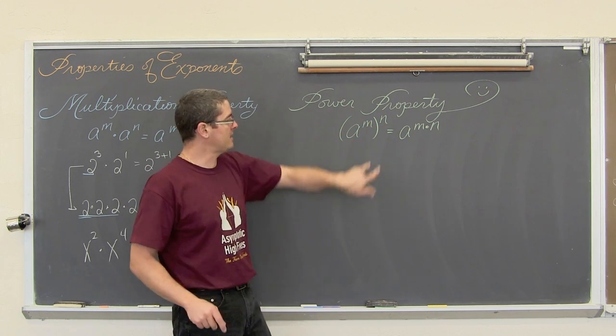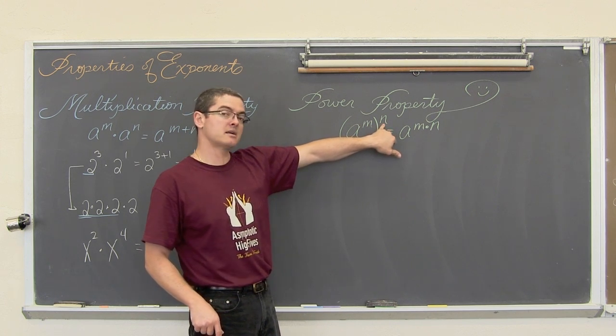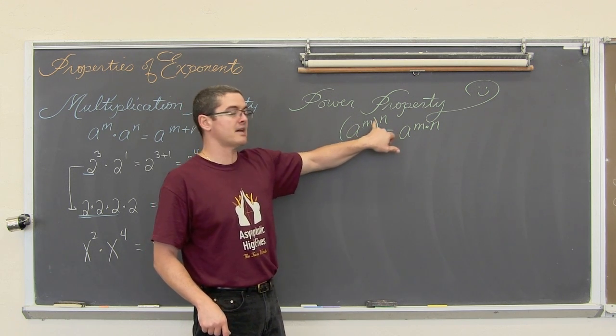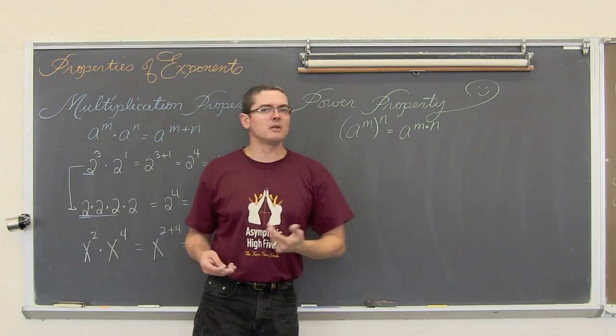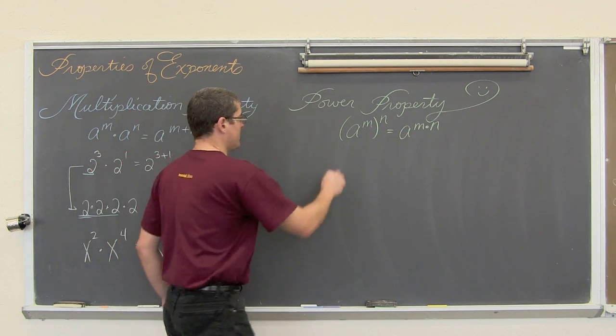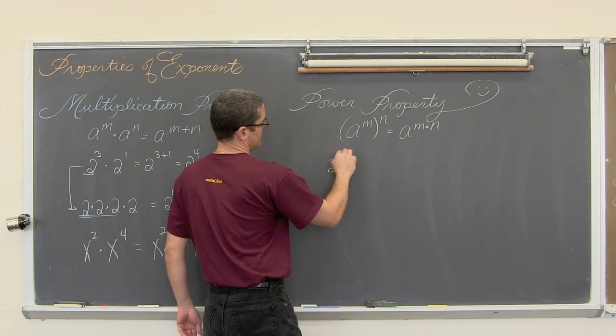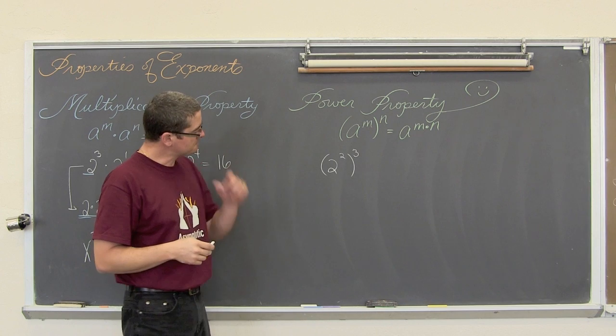Your textbook might have this horizontal, but it's an exponent, a parentheses, and another exponent. Or I like to say we have stacked exponents on a single base. That says you're supposed to multiply those together. Well, let's try this: 2 to the second power raised to the third power.